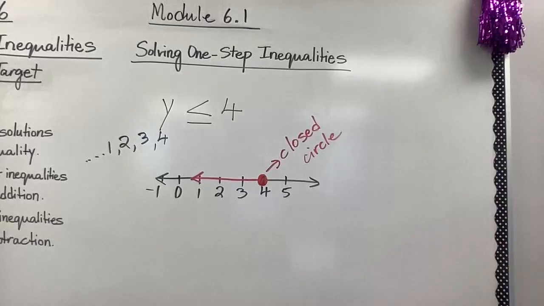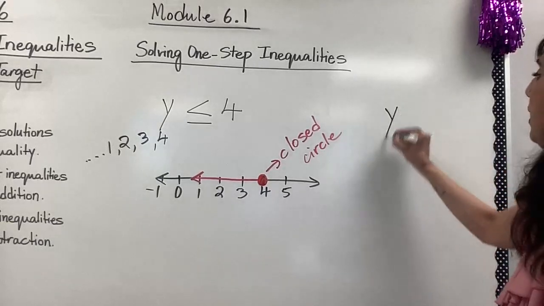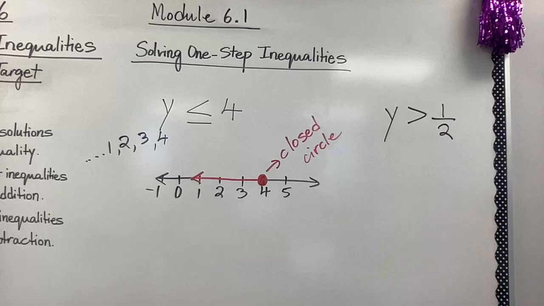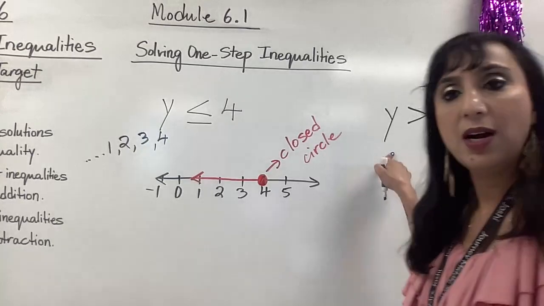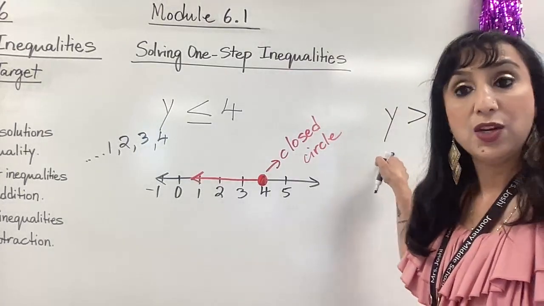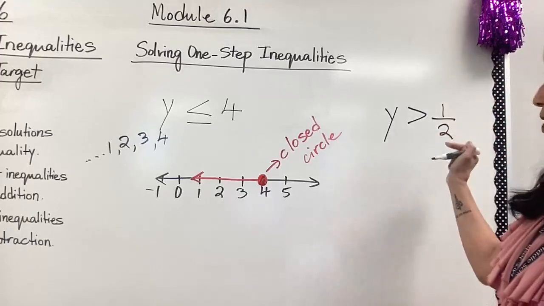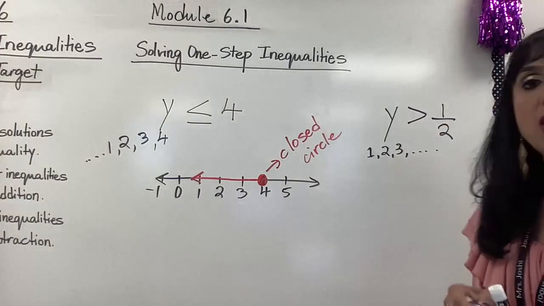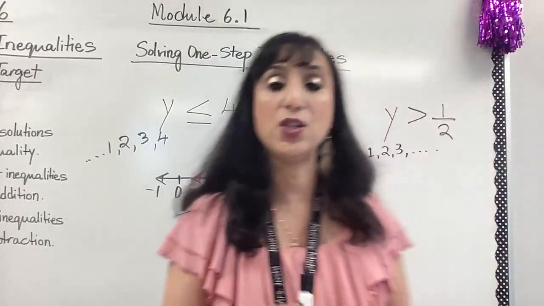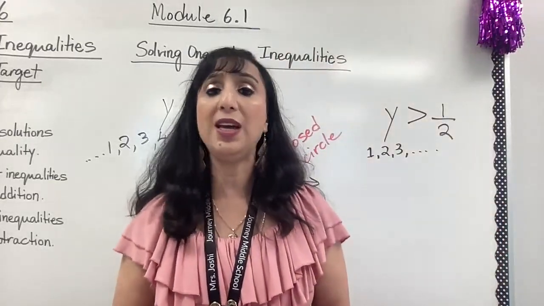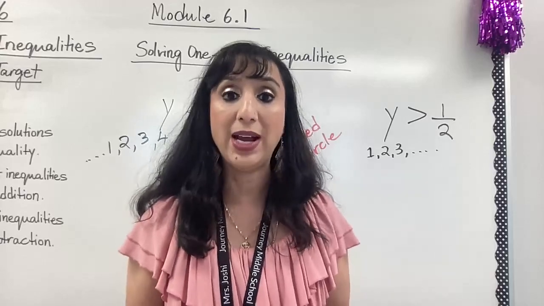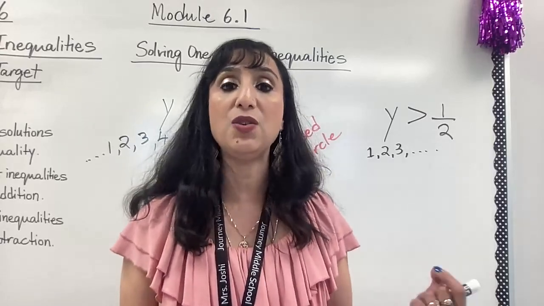Okay, let's do one where we have y is greater than 1/2. Okay, so if I'm saying y is greater than 1/2, what's the number greater than 1/2? Okay, so bigger, that means greater than 1/2, we have 1, 2, 3, and so on. So I know that this graph is going to be going towards the right. And that's the first thing, always give a value. Otherwise, very often you go ahead and you graph in the incorrect direction. So make sure you're giving that value to your variable.